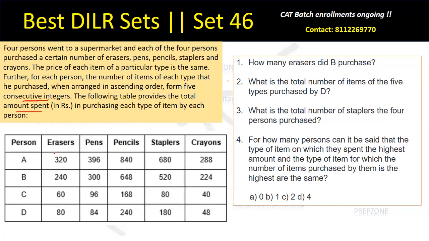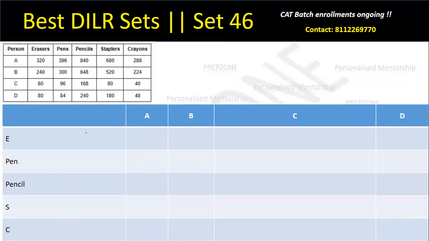And I know A ने total eraser पे इतना spend किया है, इसका मतलब we will have to find out the unit economics, the unit price of eraser. कि eraser का price कितना है? If I divide that, I will get कि इसने कितने eraser खरीदे, right? So great. Let's try to solve the set.